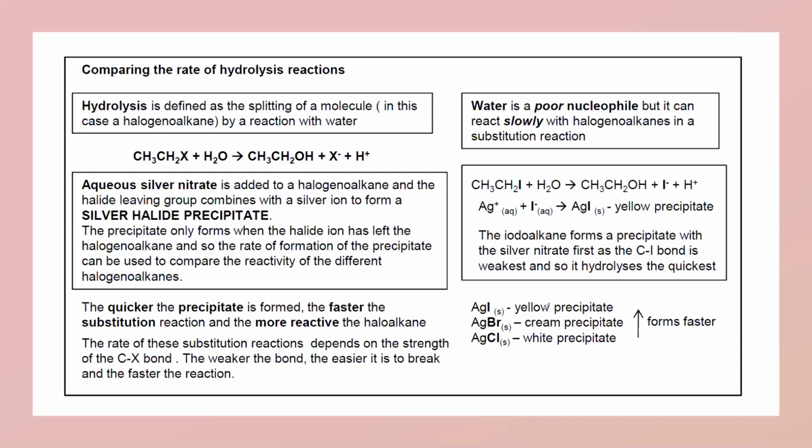Which one will form the precipitate faster? If the halogenoalkane contains iodine, it will form the precipitate faster. Why? Because the bond between carbon and iodine is a weak bond, requiring a small amount of energy, so it will break instantly and form an iodide ion. That iodide ion reacts with silver to form a yellow precipitate.